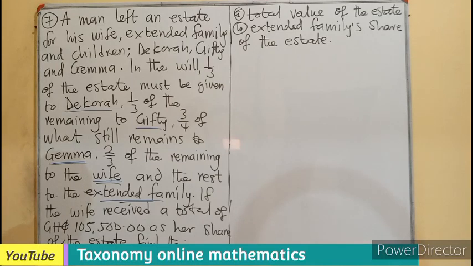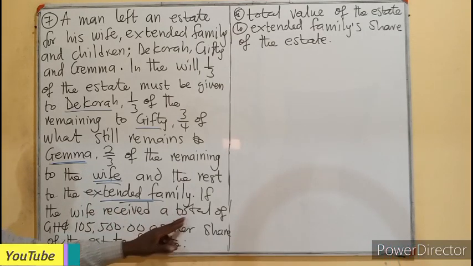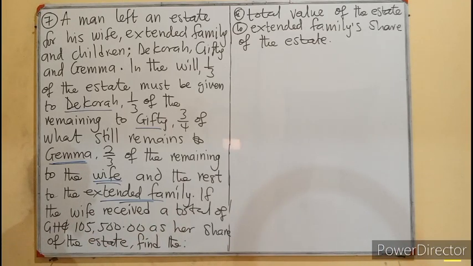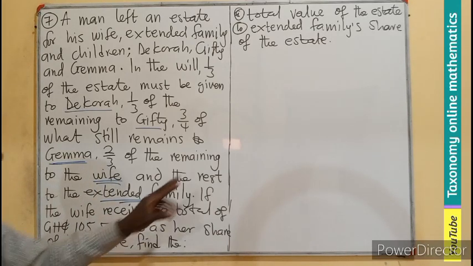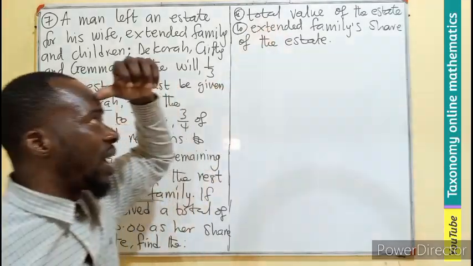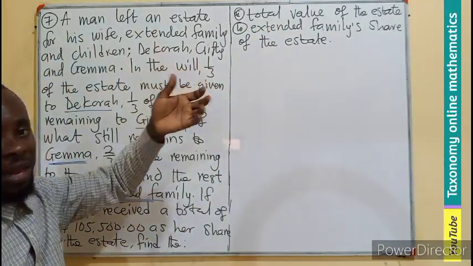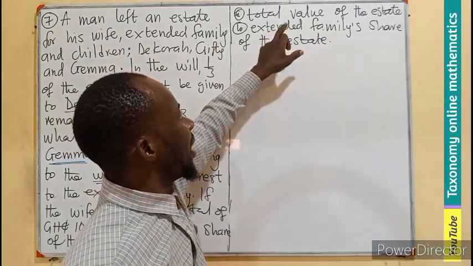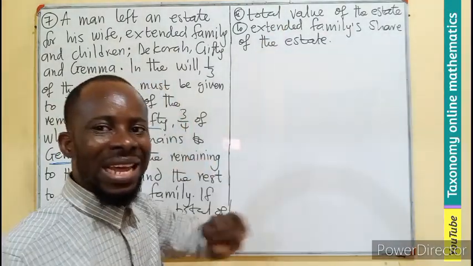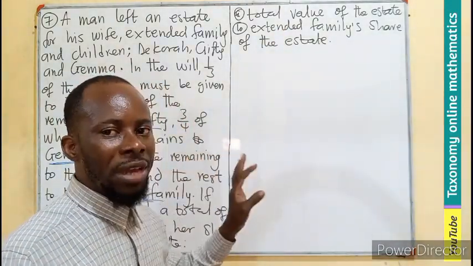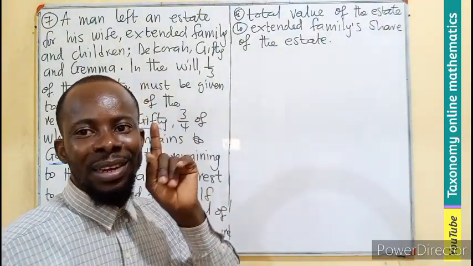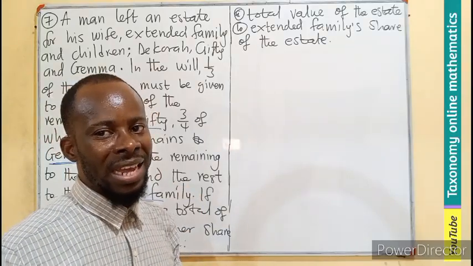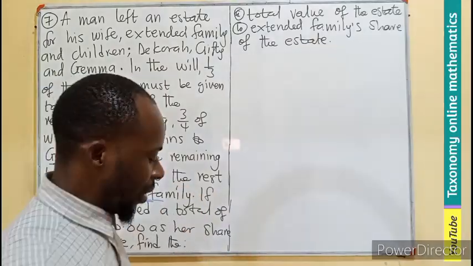If at the end of everything, the wife receives a total sum of 105,500 Ghana cedis from the estate, our task is to find the total value of the estate in terms of money, then the share of the extended family. There are two ways of solving this. I'll be using one method to solve, then I will invite you to use the second as I explained to you. Now, let's see.